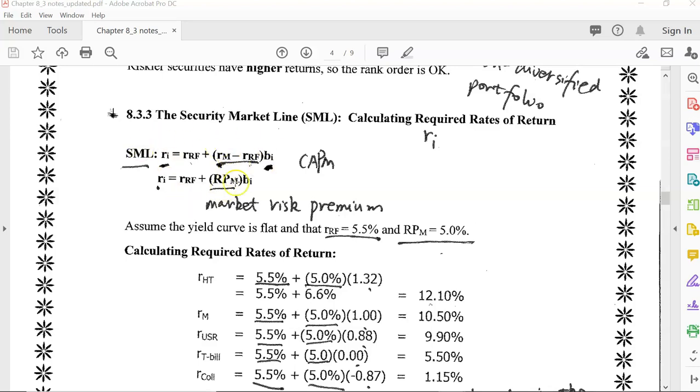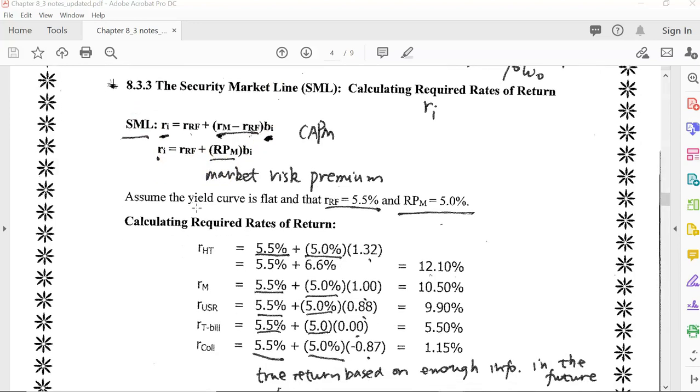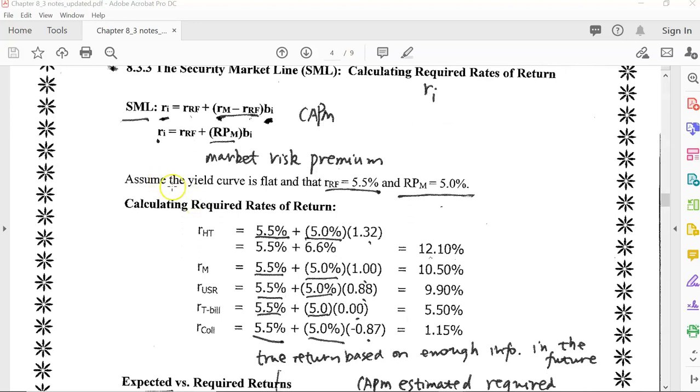So this is exactly the same model as CAPM, but we call it security market line because we're going to draw the line for different stocks in the market. Assume the yield curve is flat and that risk-free rates, Rrf, are the same, 5.5% for all the stocks in the market. And also market risk premium, RPM, which is market return minus risk-free rate, is constant, 5% for all the stocks in the market.